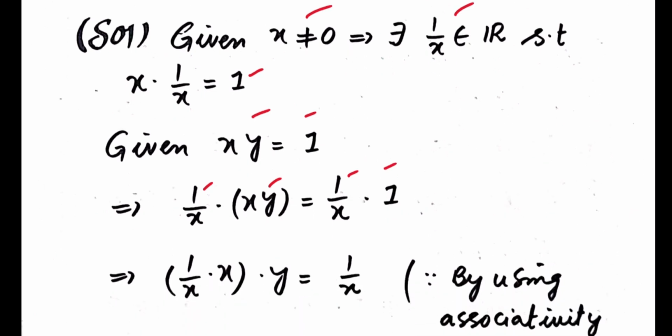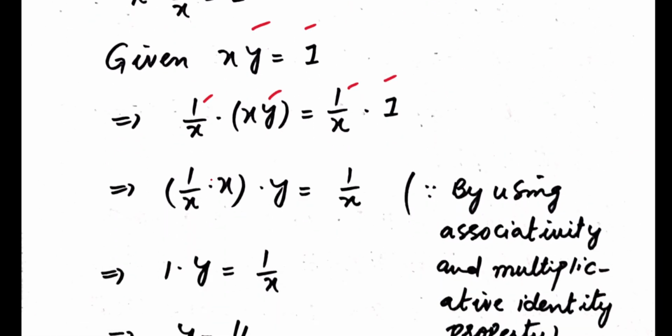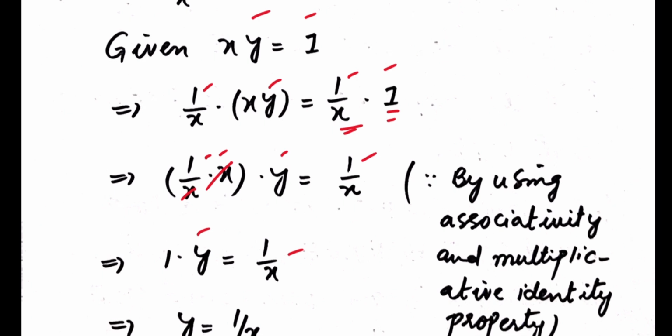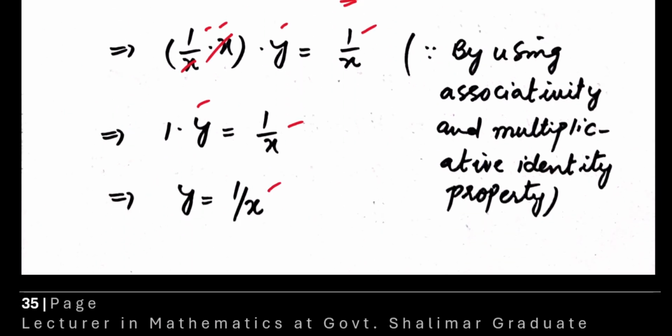By using the associative property, we can write it as 1 over x x into y. 1 is the multiplicative identity, so this gives simply 1 over x. By cancelling out, we have 1 into y is equal to 1 over x. 1 is the multiplicative identity, hence y is equal to 1 over x.